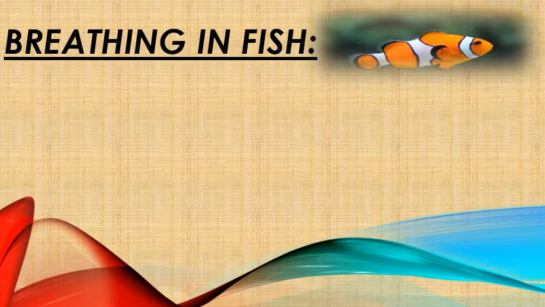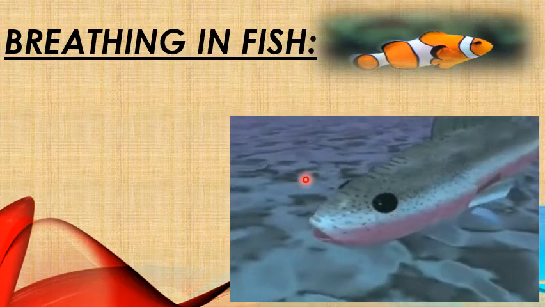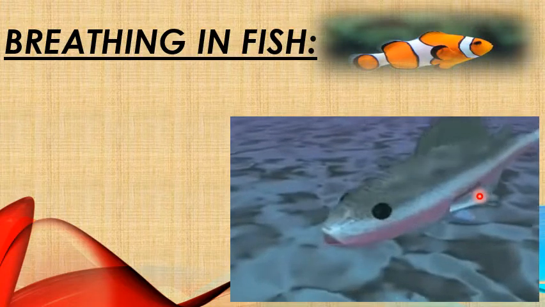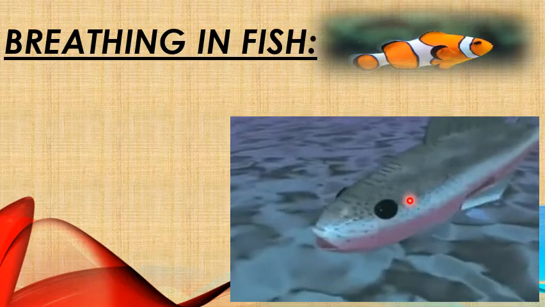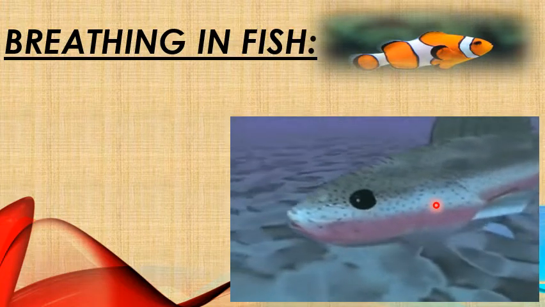Up till now, we have discussed breathing in mammals, birds, reptiles, and amphibians. Here is another group of animals, water animals, usually known as fish. So we are going to see how breathing happens in fish. In this animated picture, you can see a fish and a structure known as gills. These gills are basically responsible for breathing or respiration in all water animals, including fish.